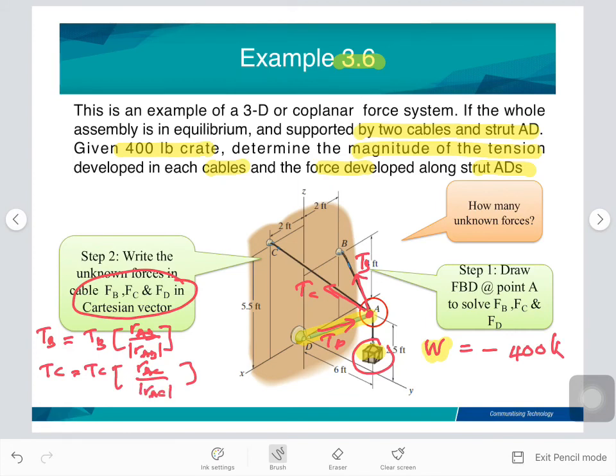Right. And then the last one, your TD here. So your TD here, you need to resolve into Cartesian. Also, you can have the unit vector. So you have RAD divided by its magnitude RAD. So now you can have your point A here become 0, 0, 0. Okay.